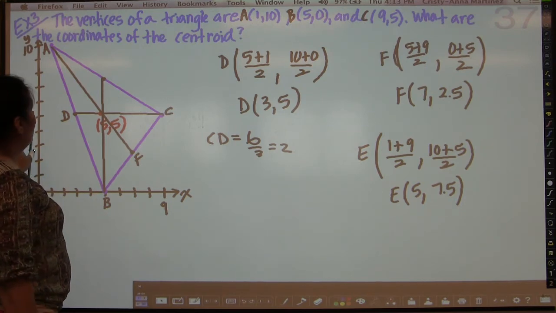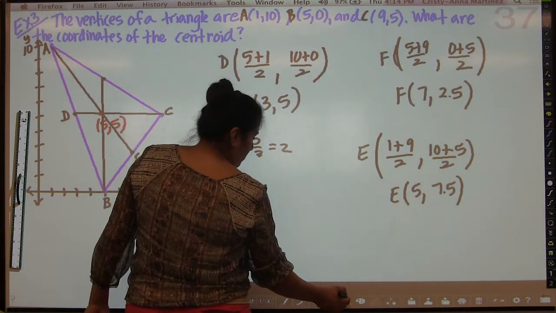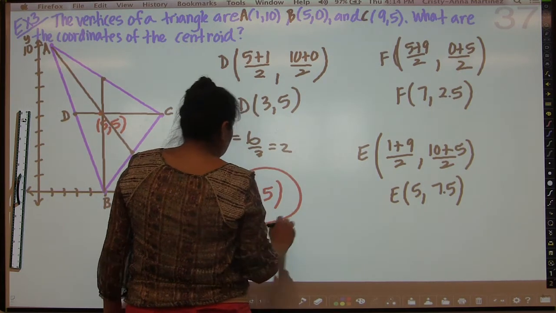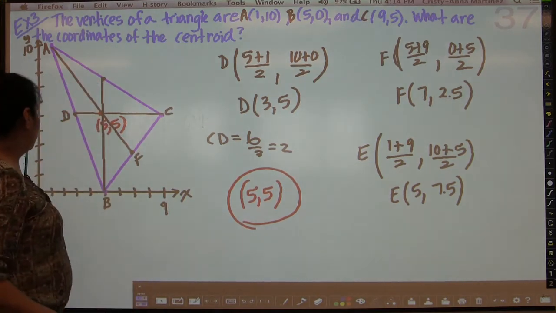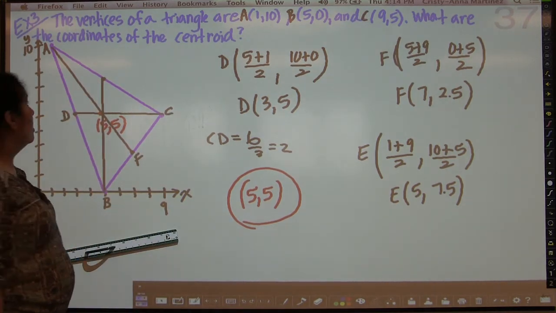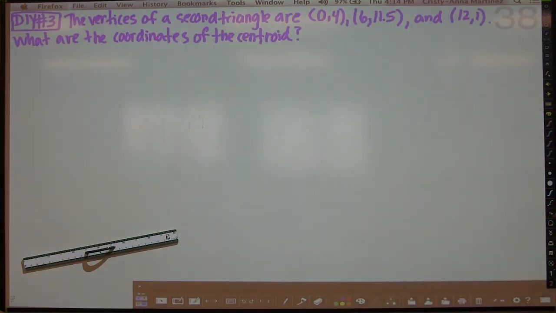So again, what are the coordinates of the centroid? 5, 5. And we've double checked it with all the other segments as well. Now you don't have to check it twice, but it is a good idea to at least check one of them. Okay? So now we're going to do a second triangle with different vertices, and so you need to graph the triangle first, and then do the same thing we did earlier to find the coordinates of the centroid.